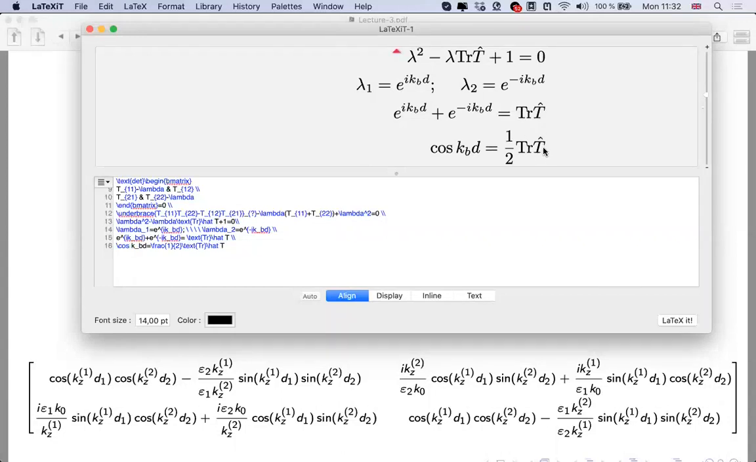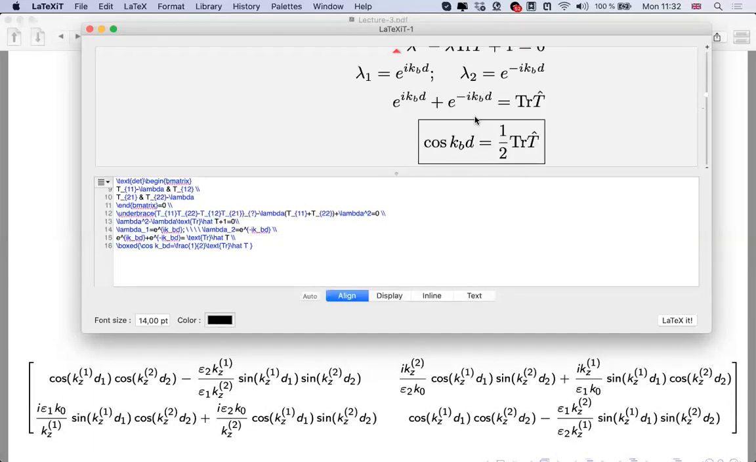So it means that you need only the diagonal components of the T matrix. These diagonal components are T11 and T22, yeah? Okay. And this is exactly the dispersion equation. This is the dispersion equation, yeah.